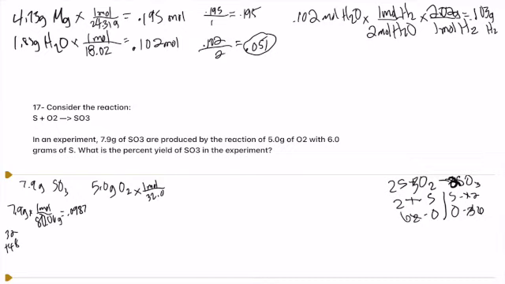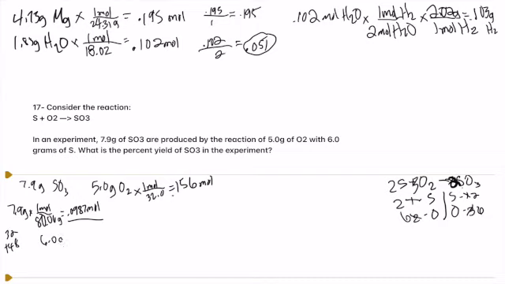Here we have 5.0 grams of O2 times 32.0 grams per mole gives us 1.56 moles are present in our reactant of O2. Next thing we need to do is look at our other reactant, sulfur, and we are given 6.0 grams of sulfur. And so of course we do need to convert that into moles.